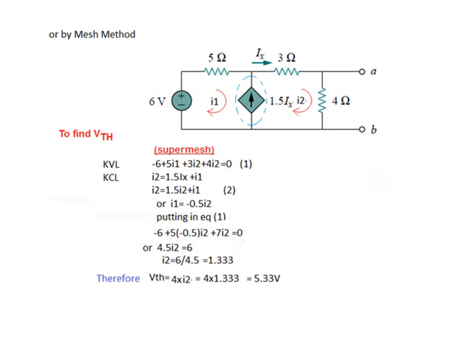We could also have done this by mesh analysis. You can see that between two meshes we have a current source, so this becomes the super mesh. By writing two equations, you can find V Thevenin, which is the voltage across the 4 ohm resistor. So again you find V Thevenin to be 5.33 volts. These two techniques, you can follow any one to find V Thevenin.